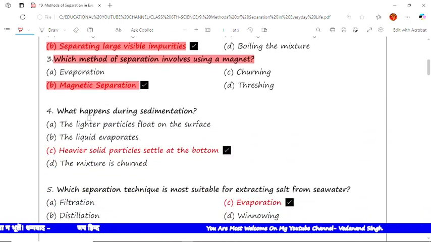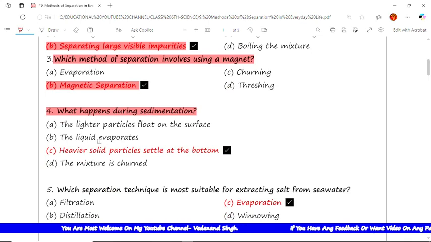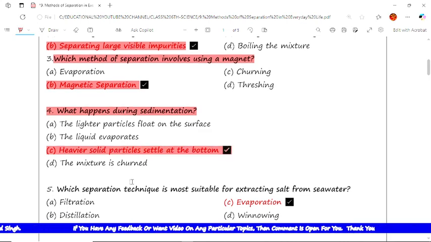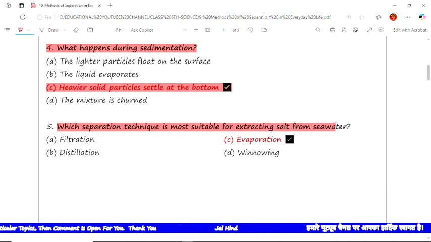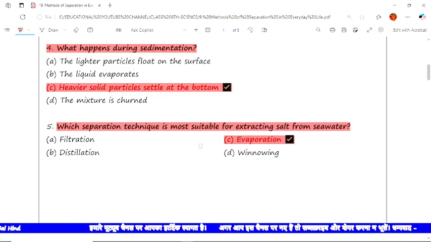The next question is, what happens during sedimentation? In sedimentation, generally heavy and solid particles settle down at the bottom. So C is the correct option. The next question is, which separation technique is most suitable for extracting salt from seawater? That is C, evaporation is the most suitable example. So C is the correct option.